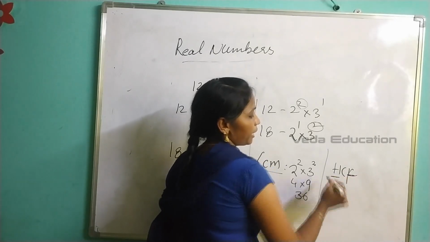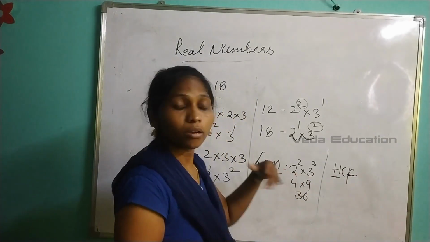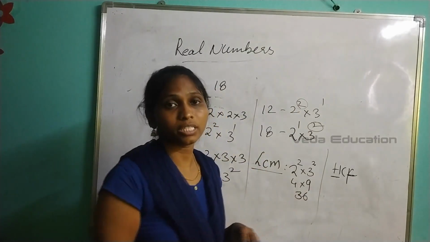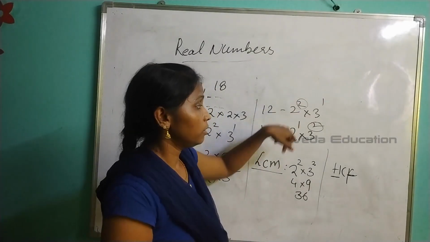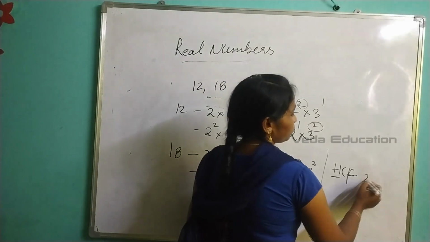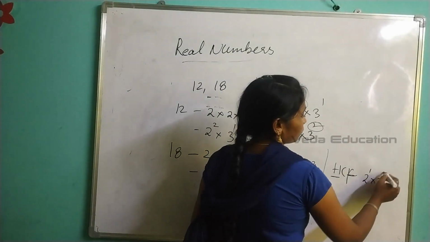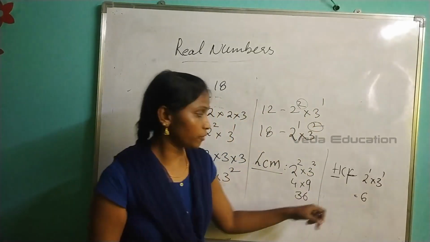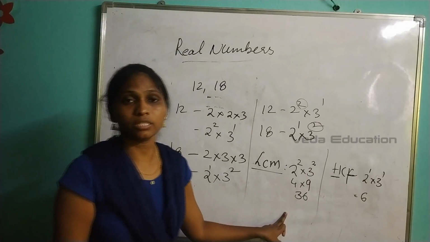What is HCF? Highest common factor. So exactly opposite, it is the lowest. So in this, what is the lowest exponent? 2 power 1 and 3 power 1, which are common. Now this product is 6. Okay, HCF of these is 6 and LCM of these is 36.